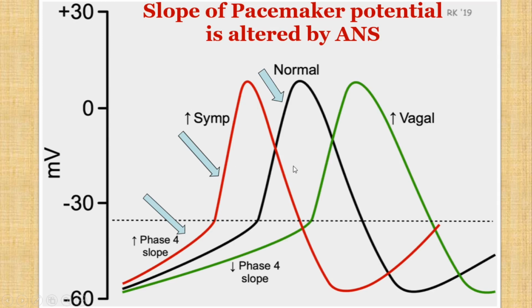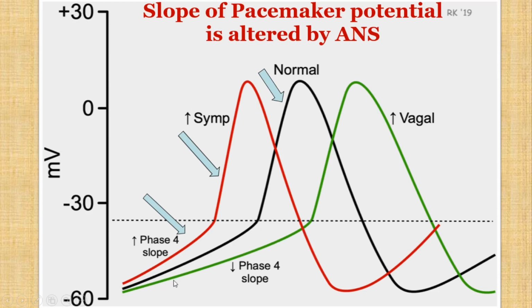The reverse will occur under the influence of vagal stimulation or parasympathetic stimulation. Under parasympathetic stimulation, this phase of the pacemaker potential almost remains flat. The membrane potential will take more time to reach the threshold. You can see here, this is falling behind the normal pacemaker potential as well as the action potential of the pacemaker tissue.